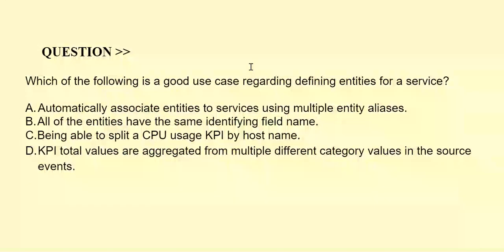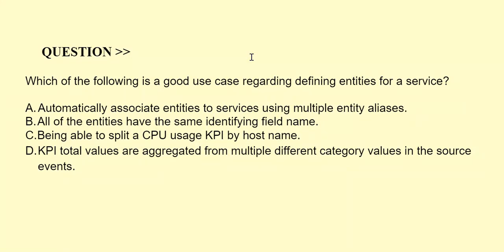Our question is, which of the following is a best use case regarding defining entities for a service? Option A. Automatically associate entities to service using multiple entity aliases. Option B. All of the entities have the same identifying field name.